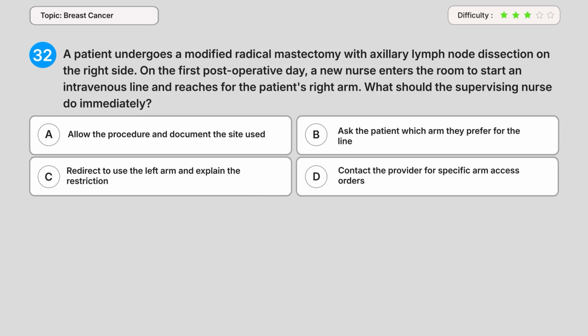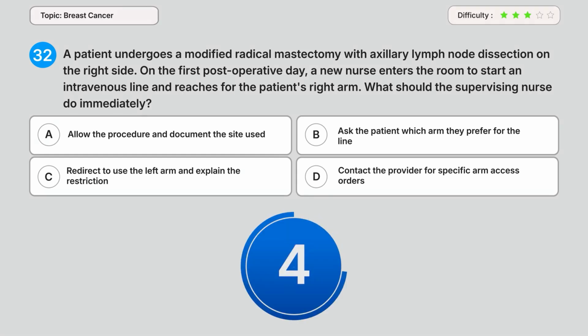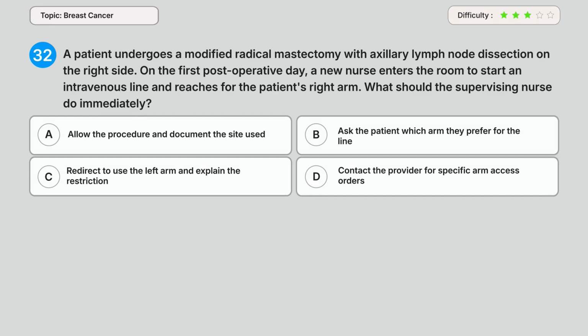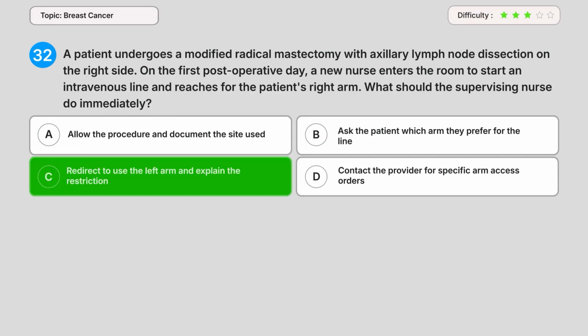A. Allow the procedure and document the site used. B. Ask the patient which arm they prefer for the line. C. Redirect to use the left arm and explain the restriction. D. Contact the provider for specific arm access orders. Can you guess the answer? Correct answer. C. Redirect to use the left arm and explain the restriction.